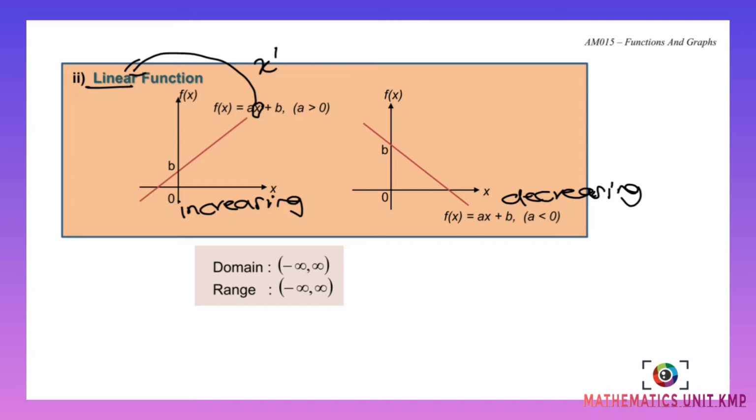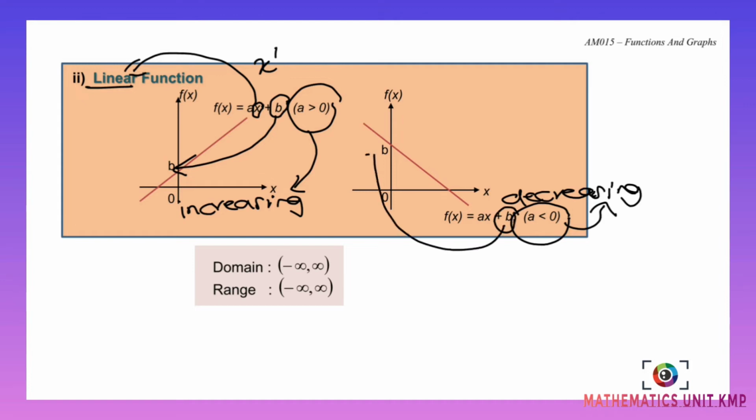When is a linear function increasing? When we have a greater than 0, then the linear function is increasing. When we have a less than 0, then the linear function is decreasing, right? So what is b here? So b here is the y-intercept, and again here we have b, and b here is the y-intercept too. So the shape of a linear function depends on the value of a, either a is greater than 0 or a is less than 0. For domain, the domain for linear functions is from negative infinity to infinity, and the range for the linear function is negative infinity to infinity.